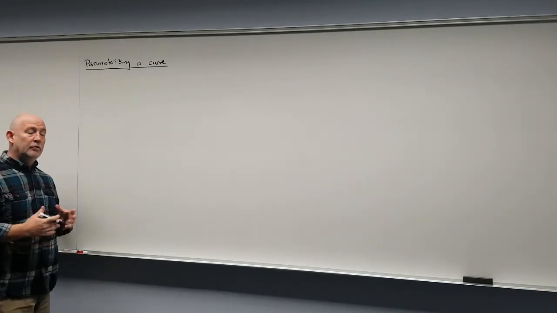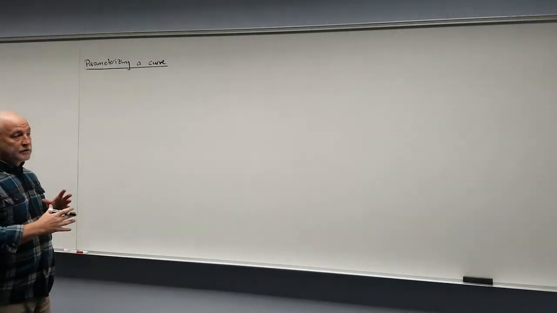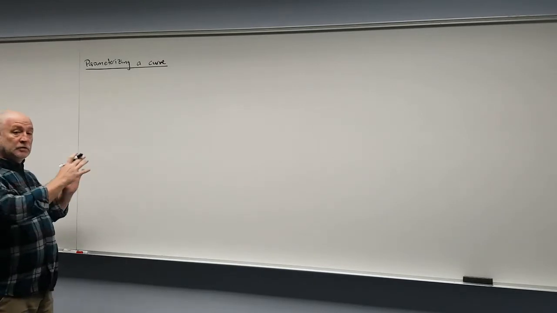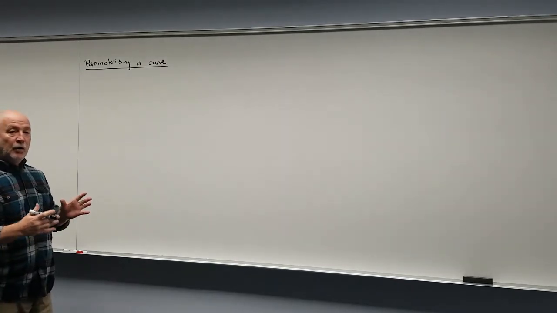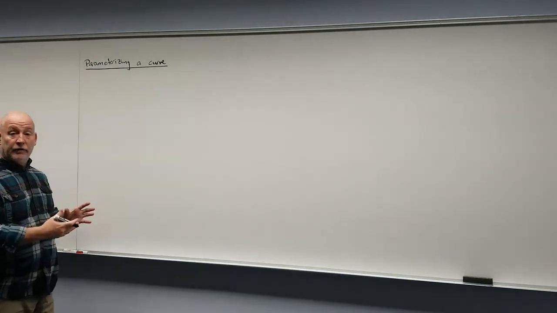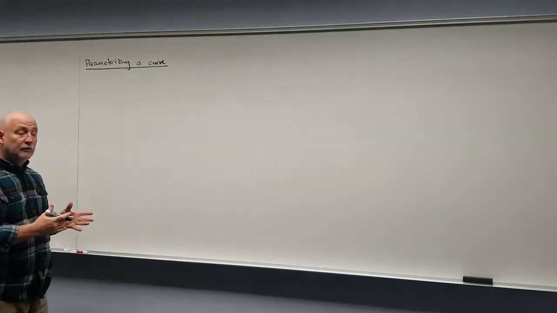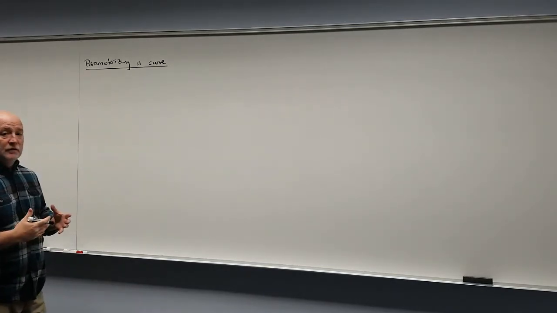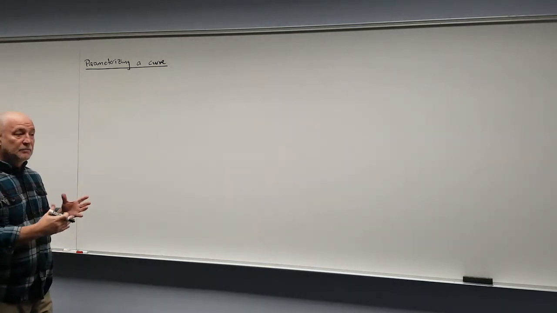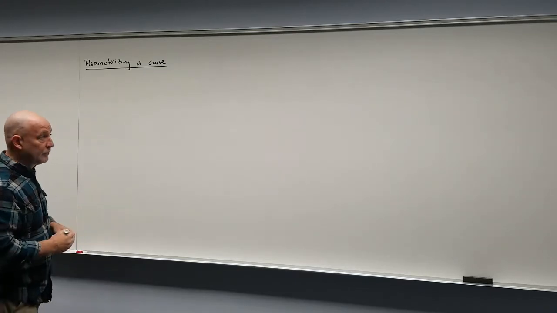Let's talk about parametrizing a curve. All that means is we're going to take a curve either in 2 dimensions or 3 dimensions and write it as either a single vector valued function or a group of vector valued functions. Generally, when we've got a bunch of pieces, we call this a piecewise smooth curve, but we'll see what that means in a second.